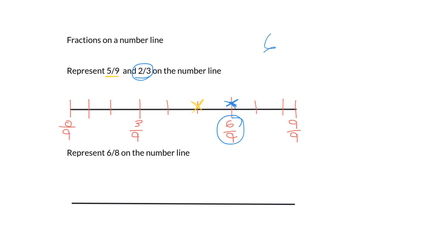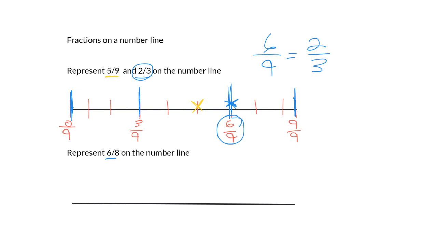Because 6/9 and 2/3 are equivalent fractions. Or you could think about this being 0/3, 1/3, 2/3, and 3/3 at one whole right there. Okay, we're going to do the same thing down here, and we're going to represent 6/8 on our number line.